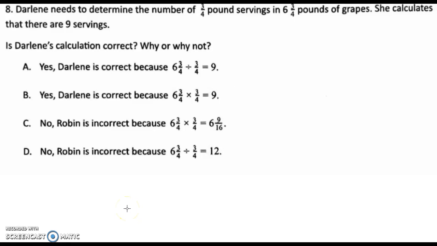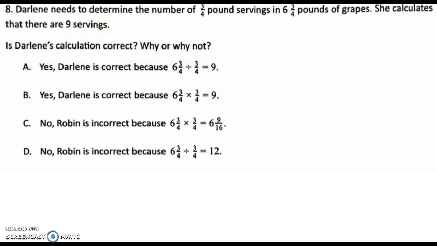All right, so we're going to continue with the test review, common assessment number 2. We're on number 8 now. Darlene needs to determine the number of 3/4 pound servings in 6 3/4 pounds of grapes. She calculates that there are 9 servings. Is Darlene's calculation correct? Why or why not?